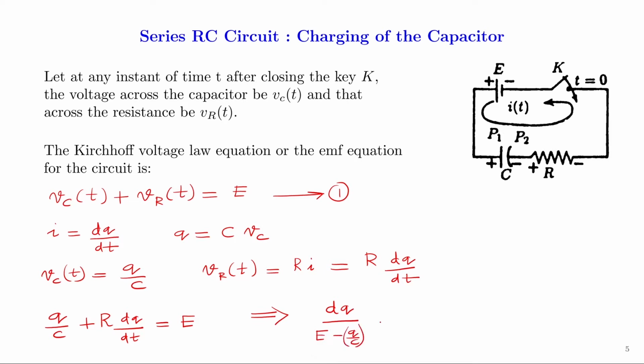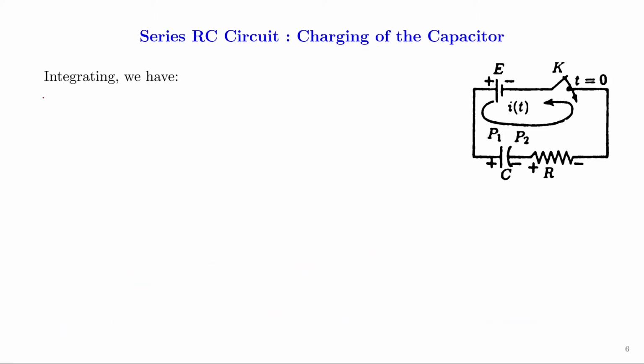or from this equation we have dq over (E minus q over C) equal to dt over R. We call this equation 2. In the next step, we will integrate this equation. So when we do the integration, this is negative C times natural logarithm of (E minus q over C), which is equal to t over R plus C3. Here C3 is the constant of integration and we have to find out C3.